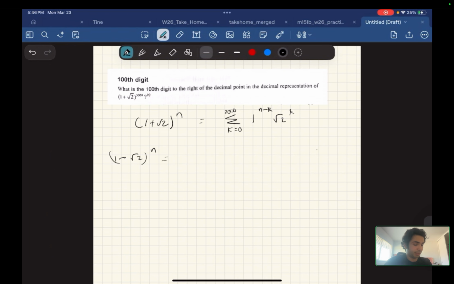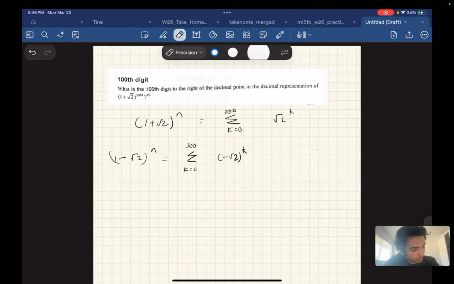And again, we can take the binomial theorem of this and expand it out. K equals 0 to 3000, and then 1^(n−k), and then (−√2)^k. The 1's just go away, because whenever you raise 1 to any power, it just stays at 1. So I can just get rid of this for now. Okay, so we have these two summations.